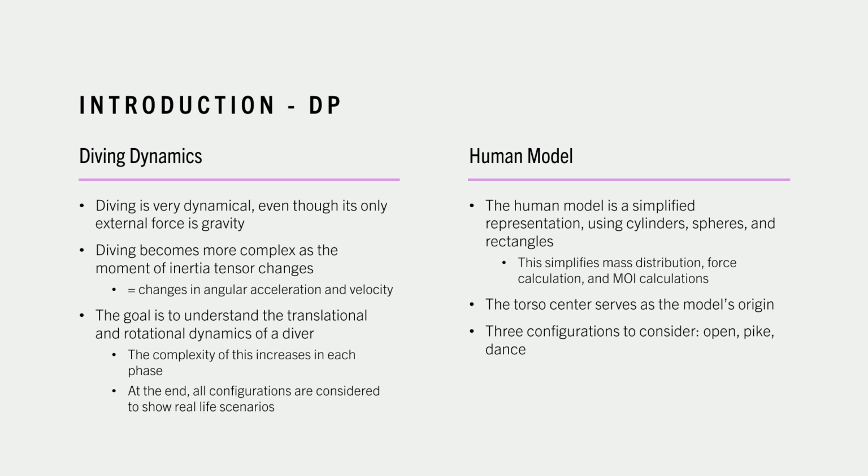The objective of this project is to analyze and calculate the translation and rotational dynamics of a diver, gradually increasing the complexity of the system. For this, we have used the human model, which we'll see in the upcoming slide. This model formalizes the representation of the human body using simplified geometric shapes such as cylinders, spheres, and rectangles. The torso center serves as the origin of this model and accommodates three configurations: open, pike, and dance.